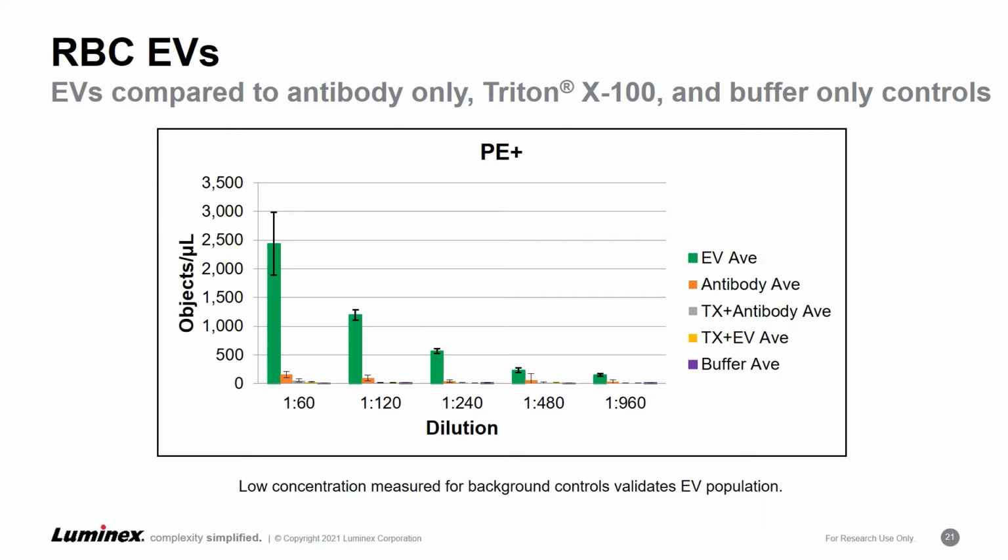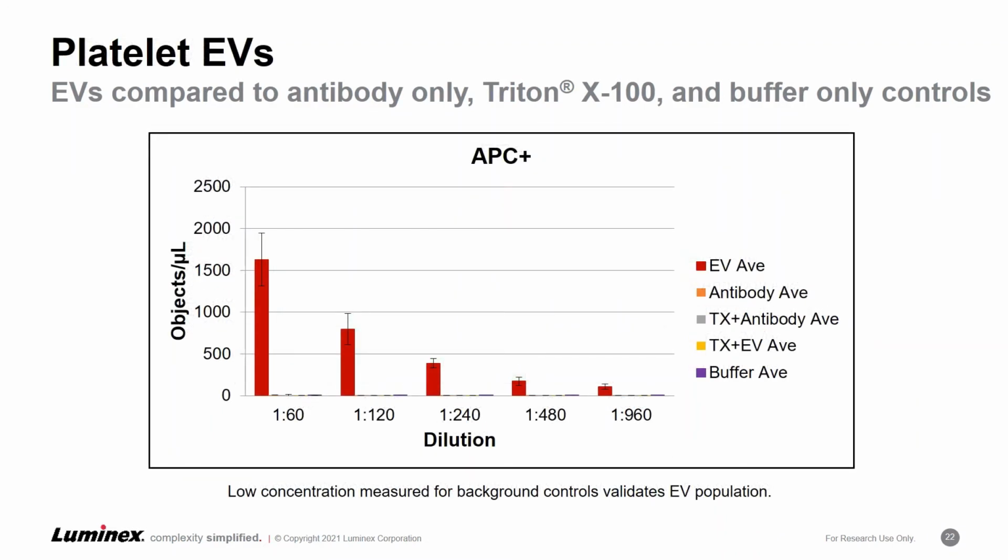Shown here are the data for the PE positive EV samples and controls and the corresponding serial dilutions for all. As you can see, the average of objects per microliter for the EV samples are significantly different from all of the controls for all dilutions. The low concentration measured for these background controls validates the EV population. Similar to the PE data, the APC positive EVs and corresponding controls show a significant difference, and therefore the EV population is validated here as well.